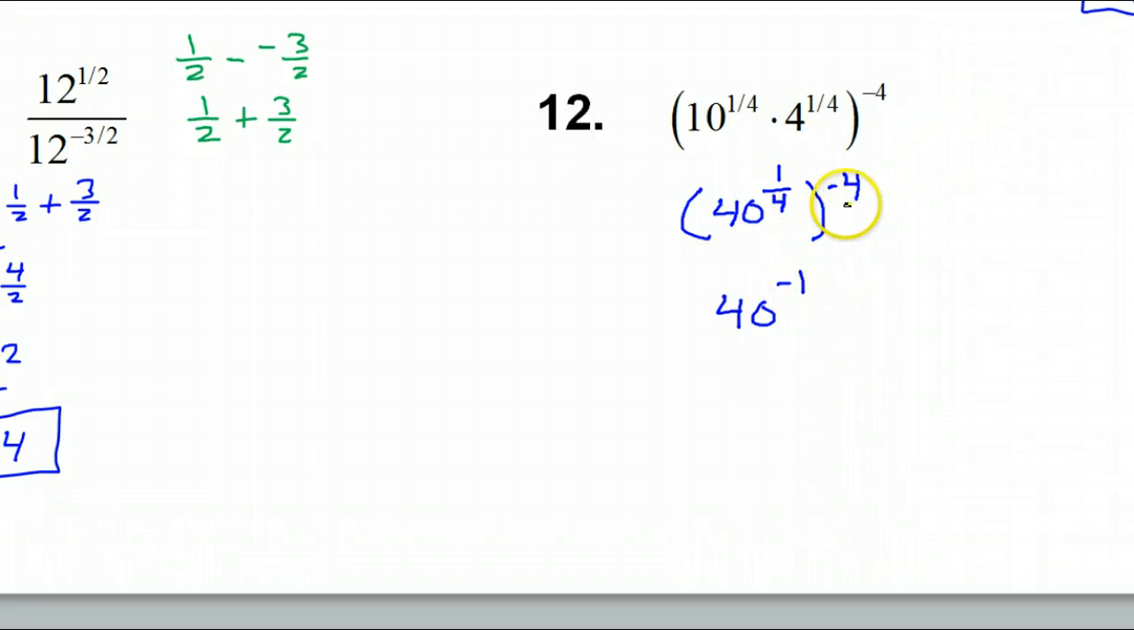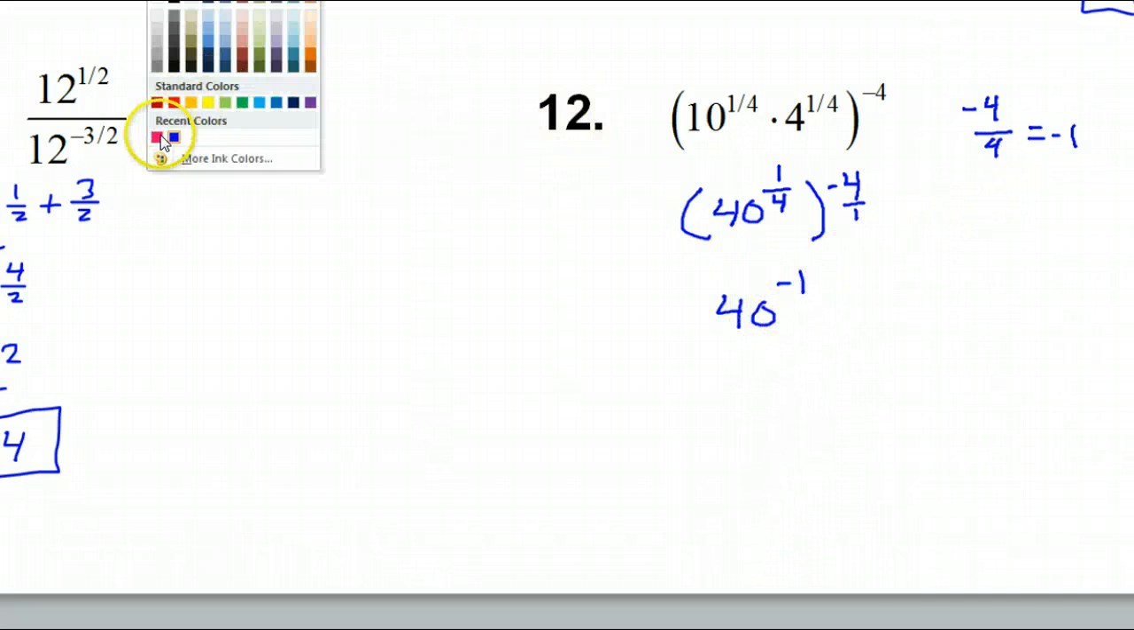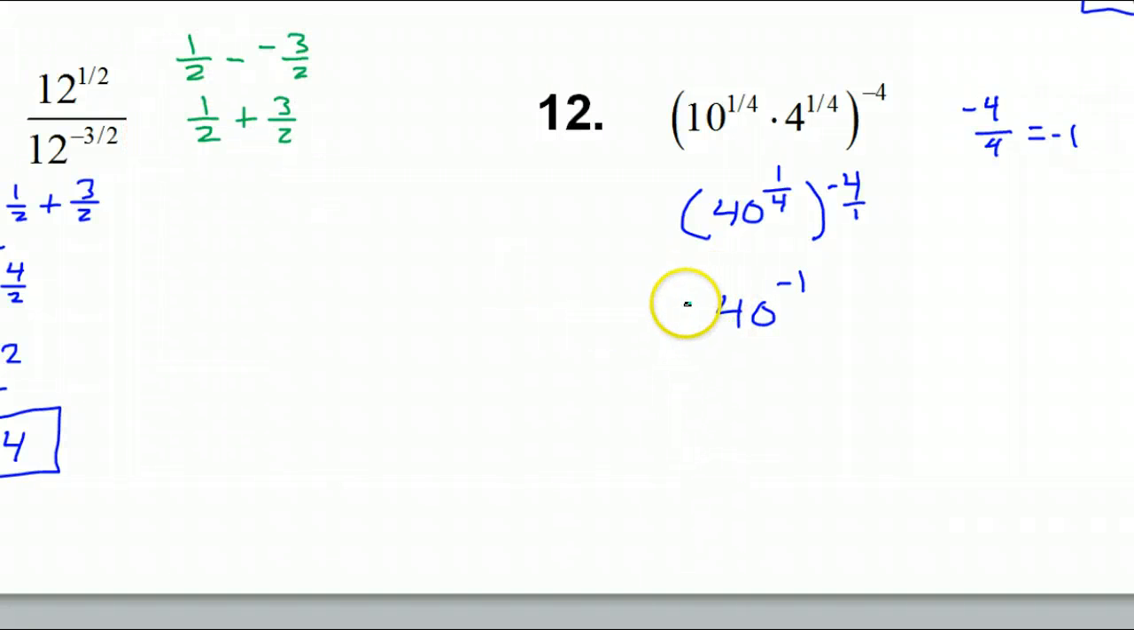I'm getting negative 1 because this is like negative 4 over 1. So 4 times 1 is 4, and the signs give me negative 1. So that's where I'm getting negative 1 from. Of course, if something has a negative exponent, that means it is on the wrong side of the fraction line. So this is going to have to be dropped to the other side of this invisible fraction.